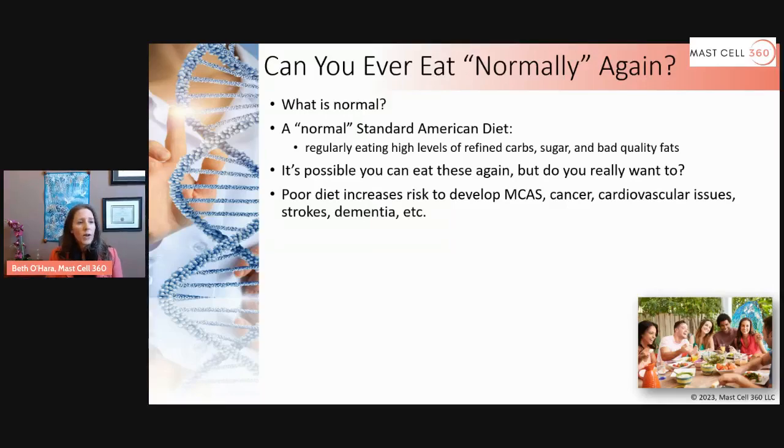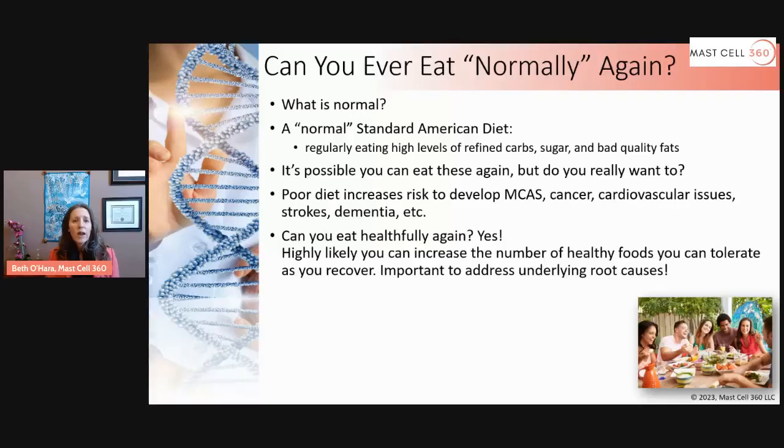Now, can you go back to eating healthfully again? Absolutely. It's really likely you can increase the number of healthy foods you can tolerate, especially when you're addressing those underlying root triggers. So, can you eat like I showed you that I had for brunch? Most likely, yes, absolutely. Can you eat in restaurants again? Yes. Can you eat at family events again or social events with friends?